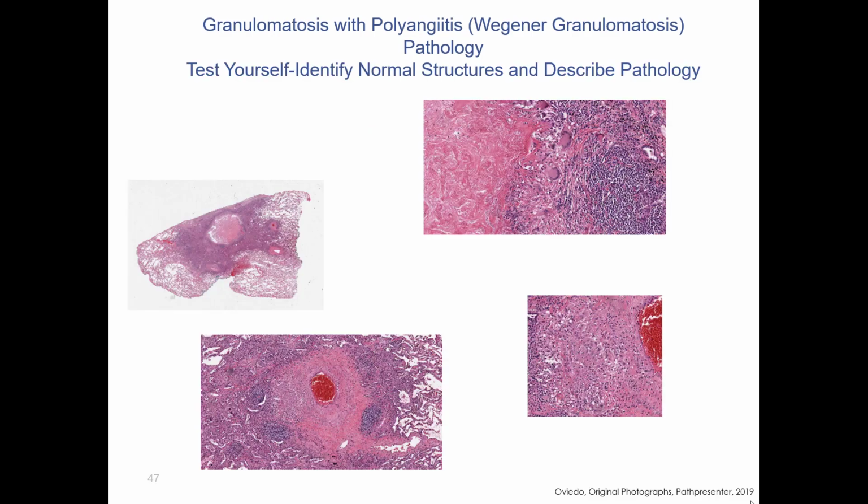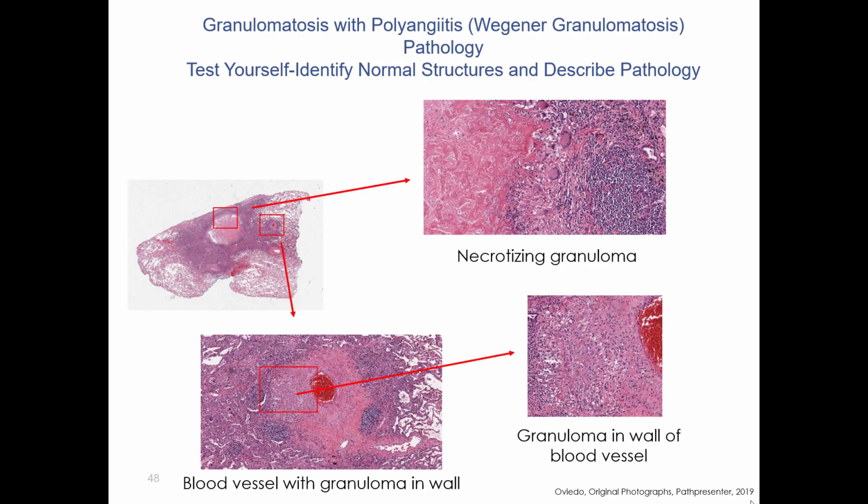Here are the microscopic pictures. Go ahead and describe them. The answers will be on the next slide. You can see on the top right is a necrotizing granuloma. The pink region on the left is necrotic tissue, and there are a couple giant cells. There are probably also histiocytes present, but this pattern is generally referred to as necrotizing granuloma.